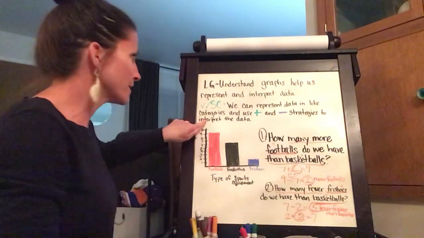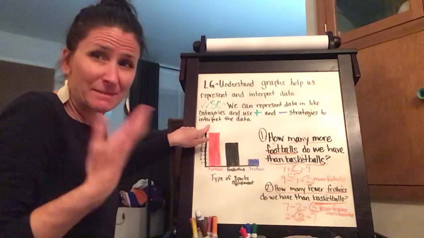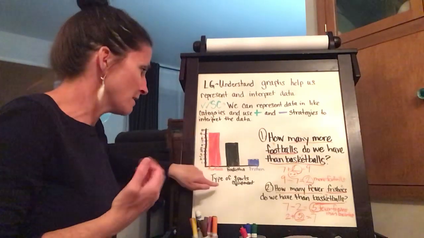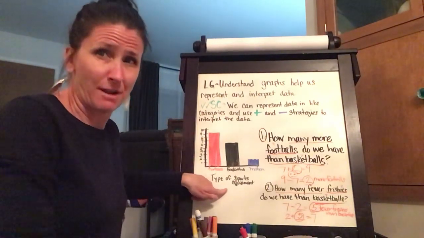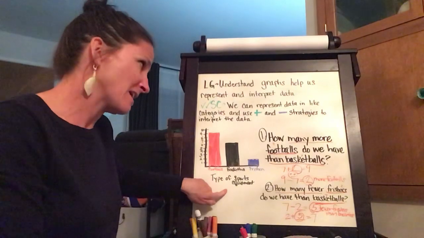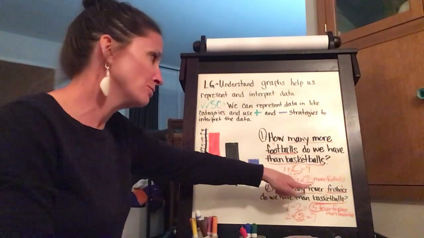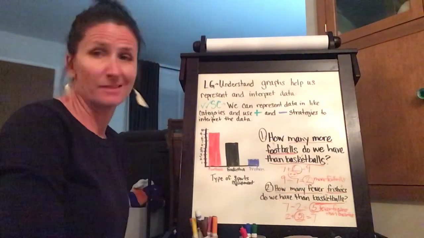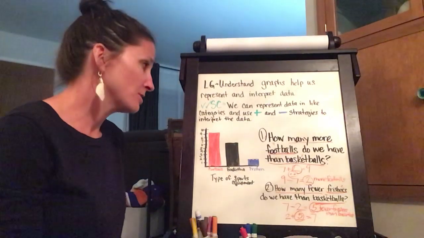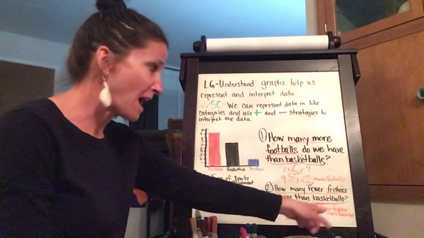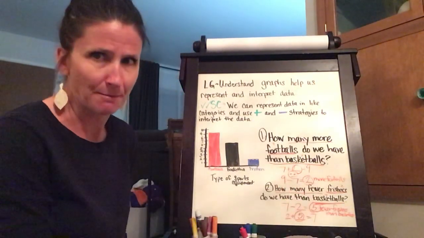So now I've really interpreted my data and I can make some statements about the types of sporting equipment in my house, right? I can definitely say that I have 2 more footballs than basketballs. I can also say for sure that I have 5 fewer frisbees than basketballs.